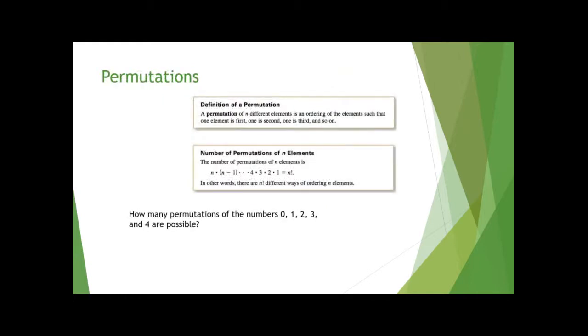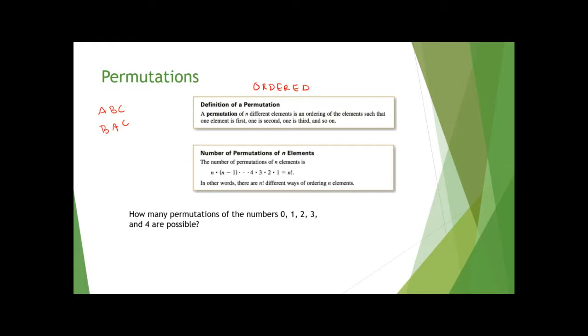Now let's look at permutations. The definition of a permutation of n different elements, like for letters, you have 26 different letters, is an ordering of the elements such that one element is first, one is second, third, and so on. So these are ordered. Order matters. For example, A, B, C is considered different from B, A, C, because the order is different even though the letters are the same.